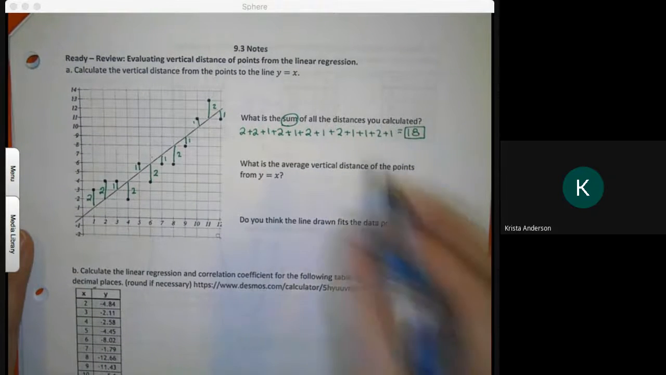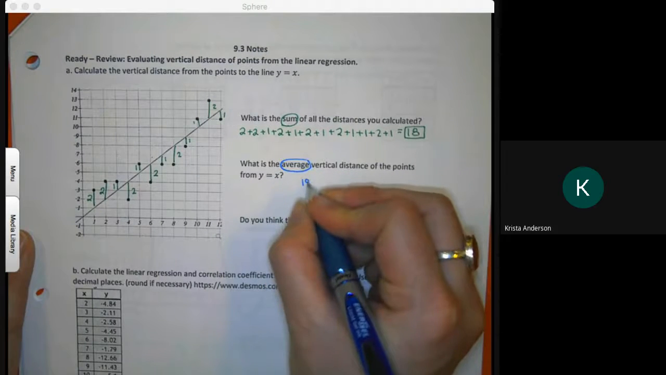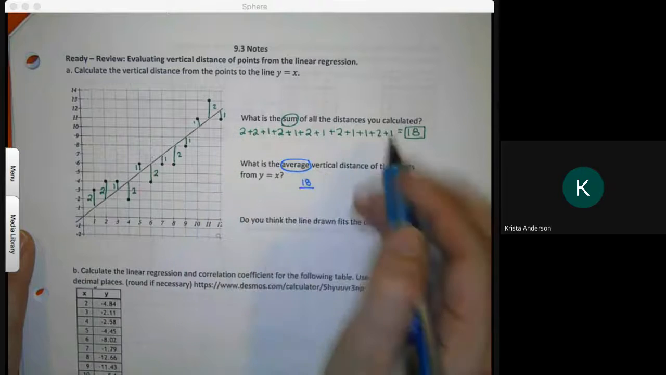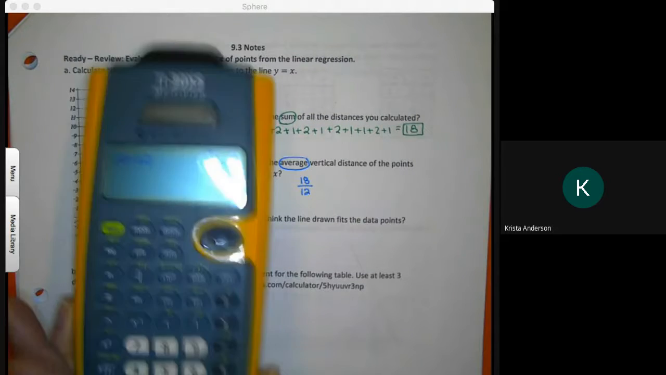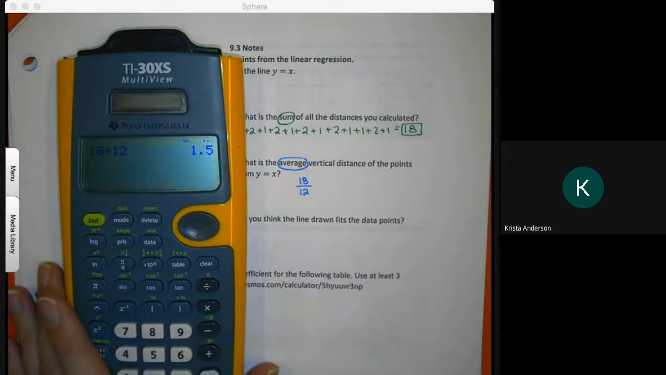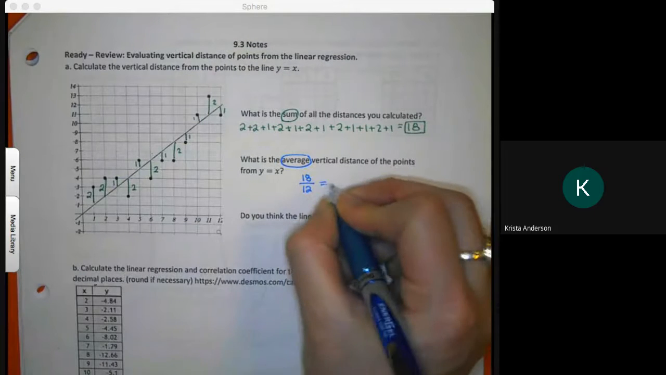Then I want to find the average, which means I take the 18 and I divide it by how many numbers I added up, which was 12. 18 divided by 12. It's rounded, right? It's nice, 1.5. I don't have a long decimal.